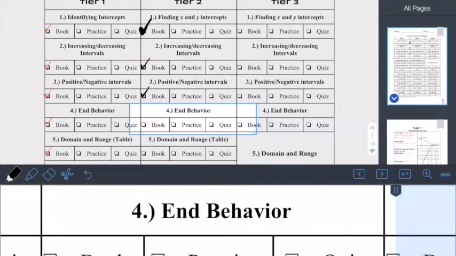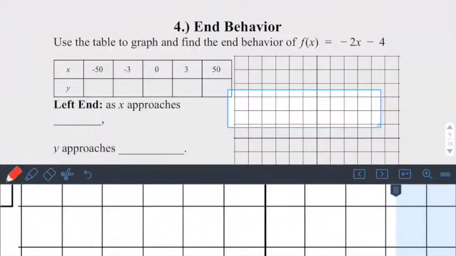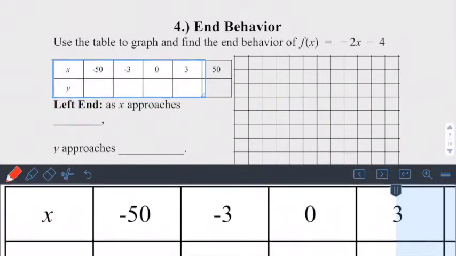This is on end behavior tier 2. So we're going to use this table to help us figure out what's happening at the end of this function. Let's plug in these values.